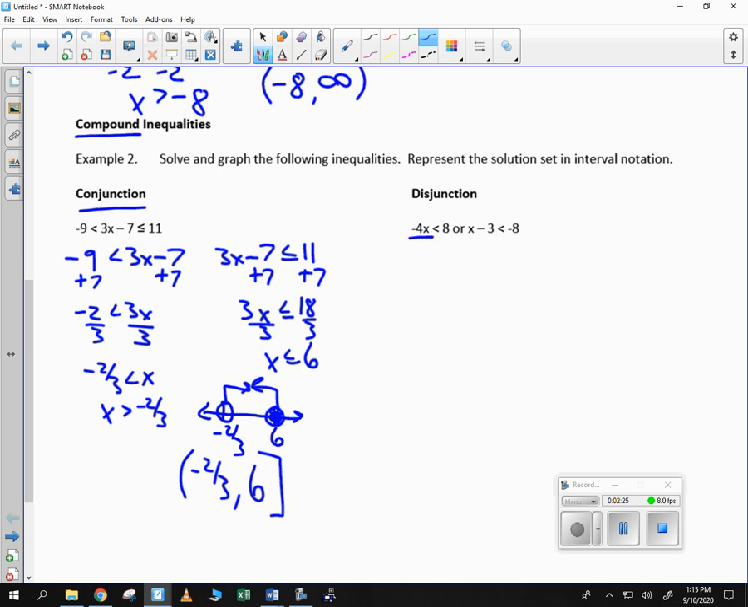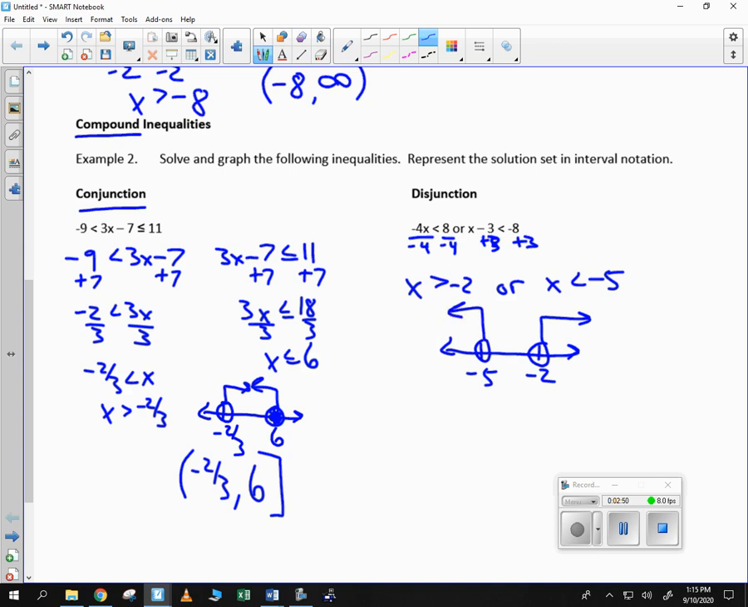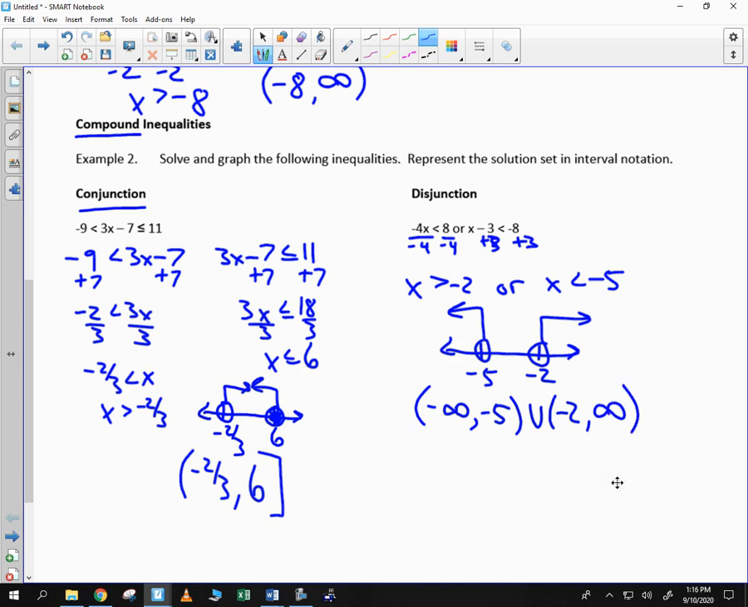The next one is a disjunction. Notice that if you divide by negative 4, we get x is greater than negative 2, or as you add 3 to both sides, you get x is less than negative 5. Watch what happens as you graph this. Negative 5 and negative 2. x is greater than negative 2. x is less than negative 5. They go apart from each other. That's a disjunction. So the solution set is negative infinity to negative 5, union negative 2 to infinity. Use that union symbol to show that you're joining the two together.